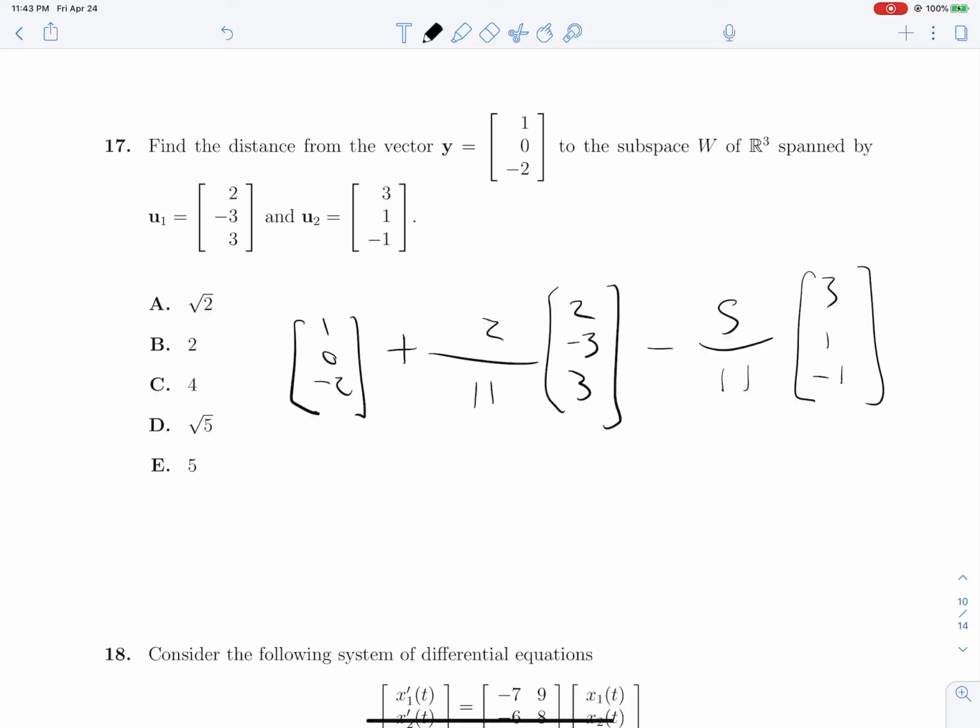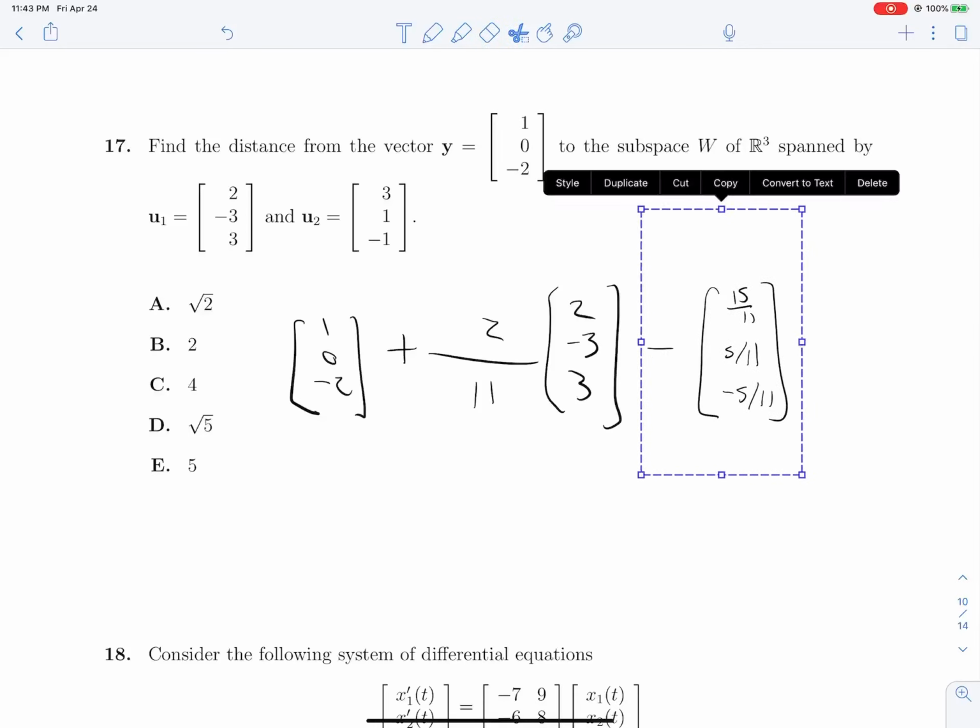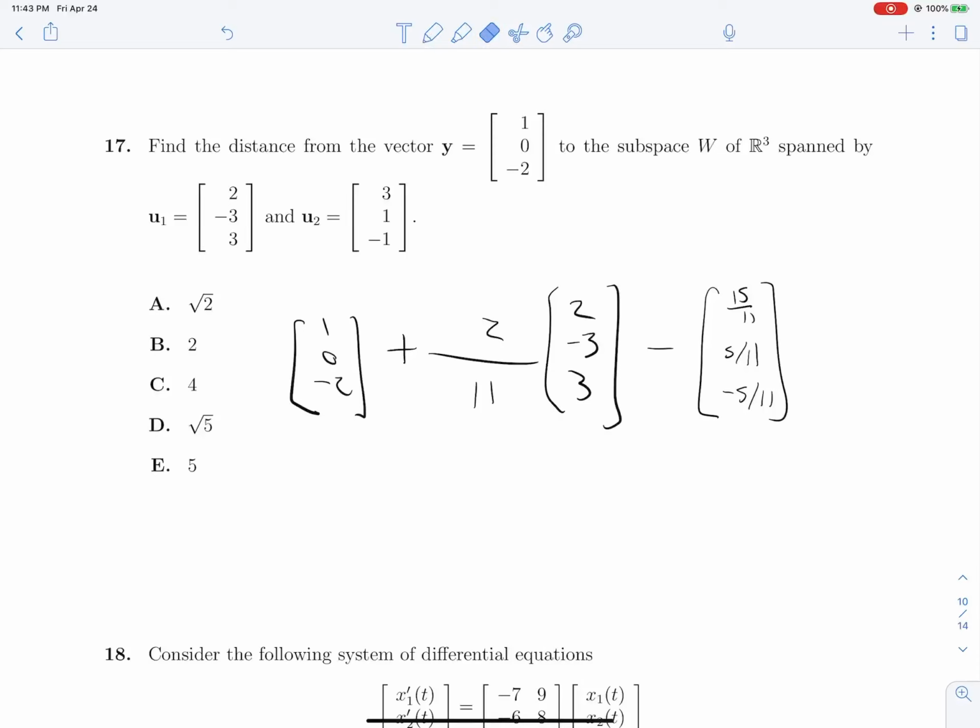Actually, no, let's not multiply everything by 11. That gets a little bit too sketchy. So we have 2 over 11 and negative 5 over 11. Let's kind of factor these in. We'll have 15 over 11, 5 over 11, negative 5 over 11. We can get rid of that. And then what about over here? We will have 4 over 11, minus 6 over 11, and 6 over 11.